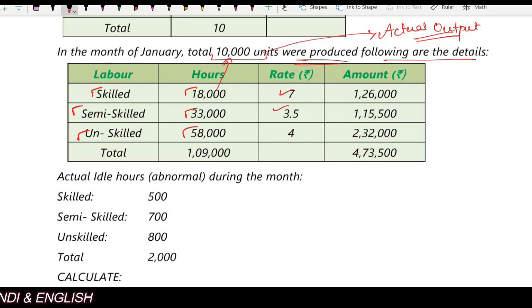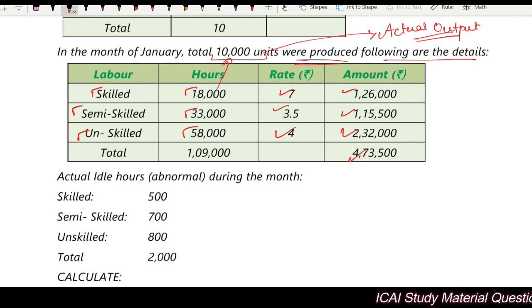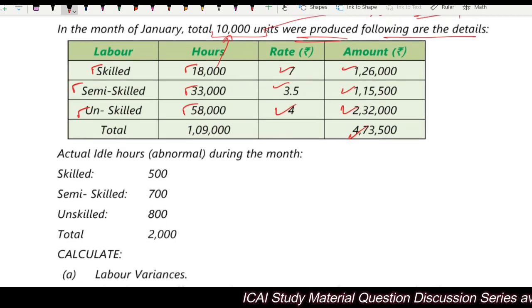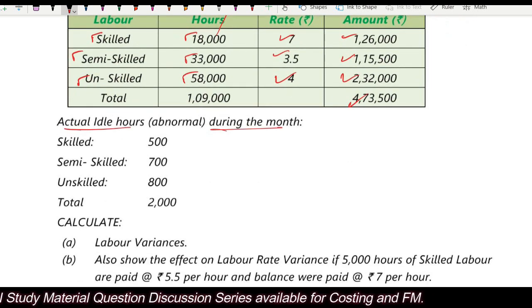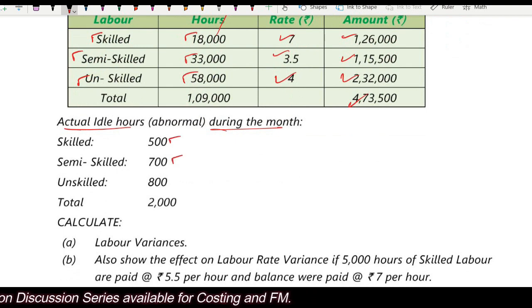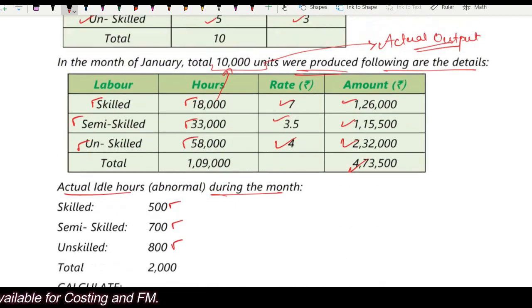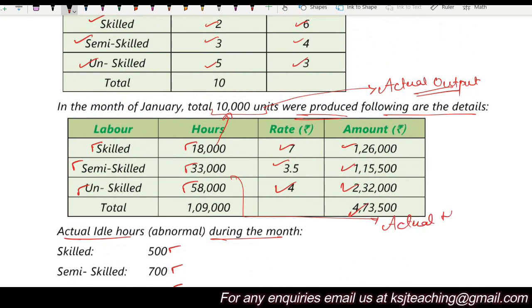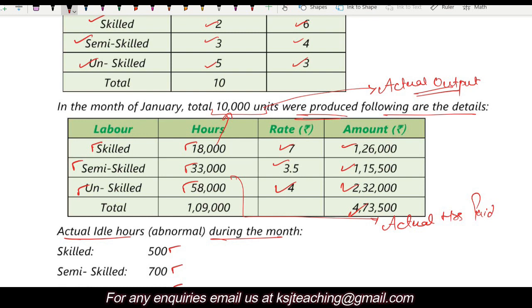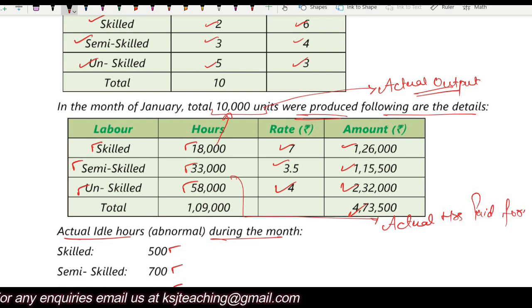Actual rate is given to you and the actual amounts are also calculated. So basically the calculation part has been made easy by providing you with the actual data. Actual idle hours, abnormal during the month, are skilled 500, 700 and unskilled 800. Now listen to it very carefully. This 18,000, 33,000 and 58,000, these are the actual hours paid for. That is why we have multiplied the rate with these hours and calculated the total cost.